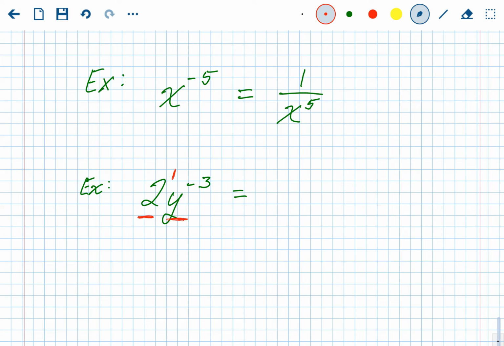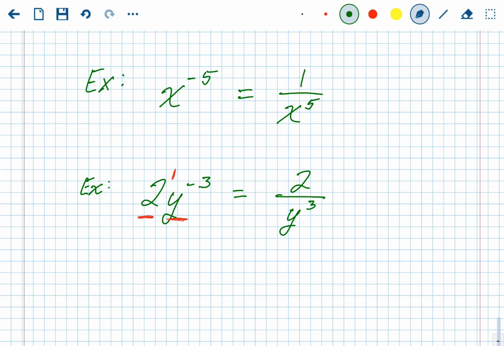We know we have to move the y to the denominator. Well, 2 has a positive exponent, so we don't have to move it anywhere. It can't move. It just stays where it is. It's going to stay on top. And the only thing we're going to move is that y to the negative 3rd, and it's going to become y to the positive 3rd.